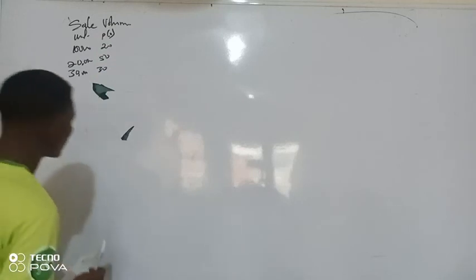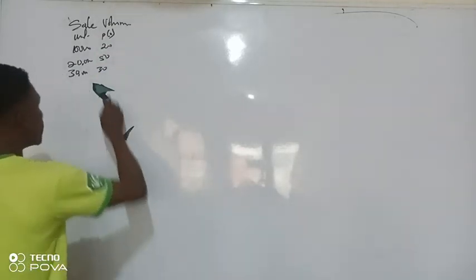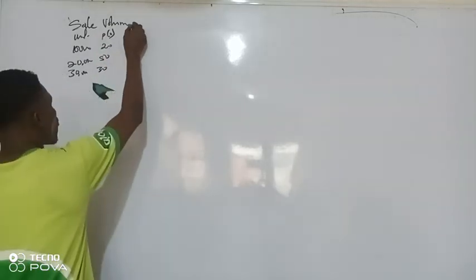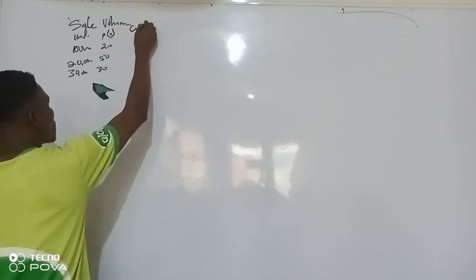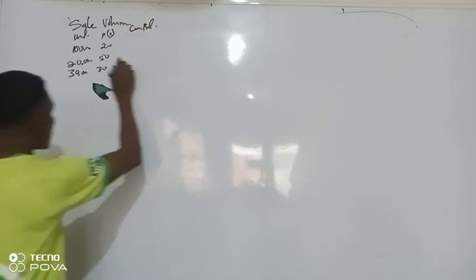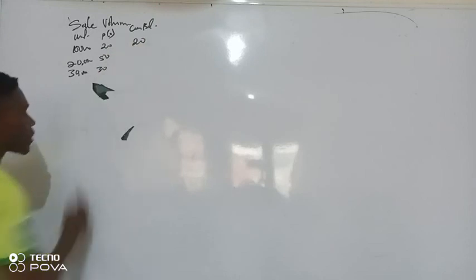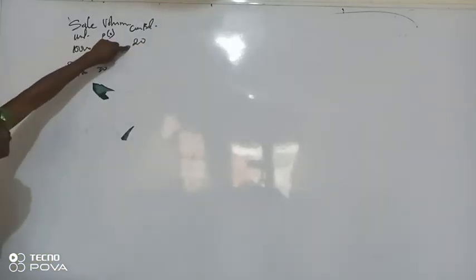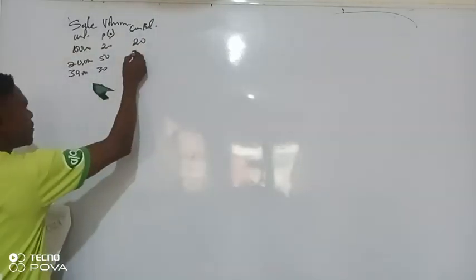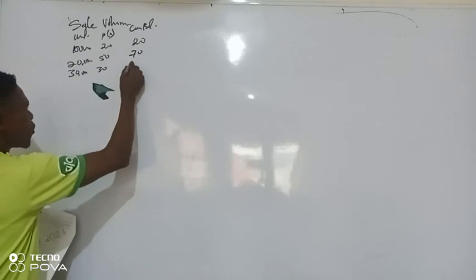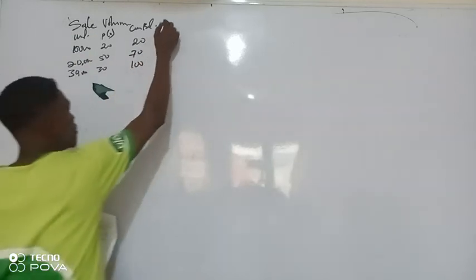The first thing you have to do here is bring out your cumulative probability. Here it will be 20. Then 20 plus 50, what do you have? 70. Then 70 plus 30, what do we have? 100. Then you now do your range.